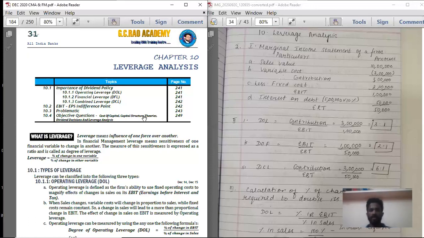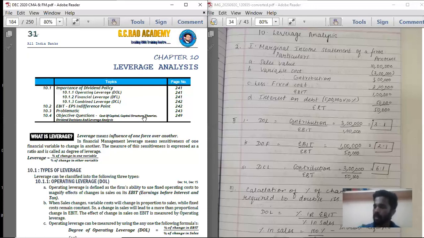Simple. Operating leverage takes into consideration sales and EBIT, whereas the next is financial leverage. So first we'll get clear with operating leverage. Operating leverage is nothing but how much the percentage of sales affects the percentage of EBIT. Your operating work is producing a particular product and selling it. That selling of that product, that is sales, is your operating activity.